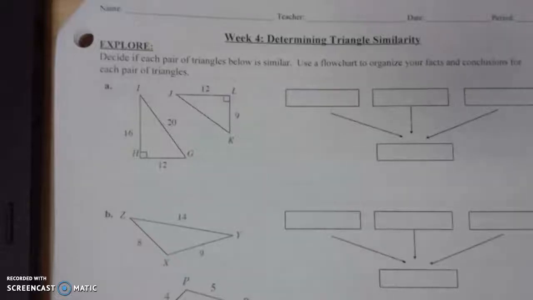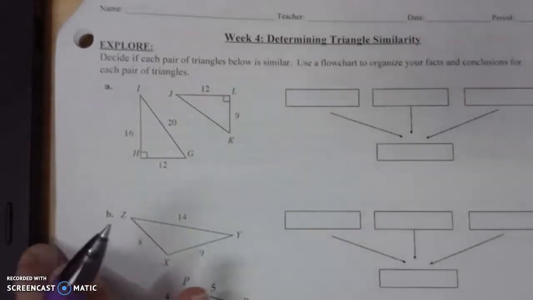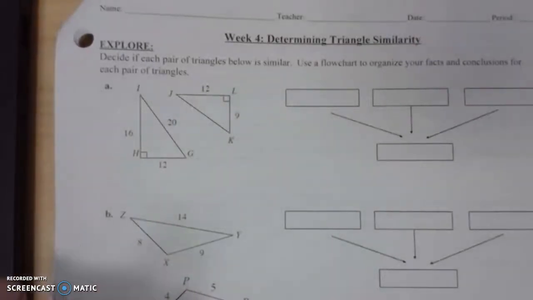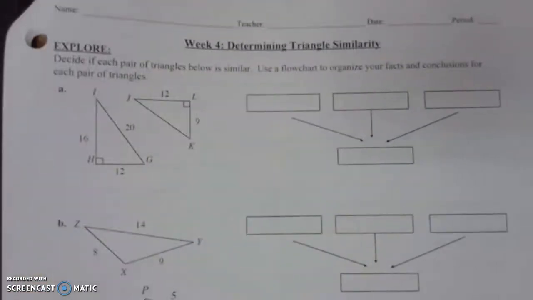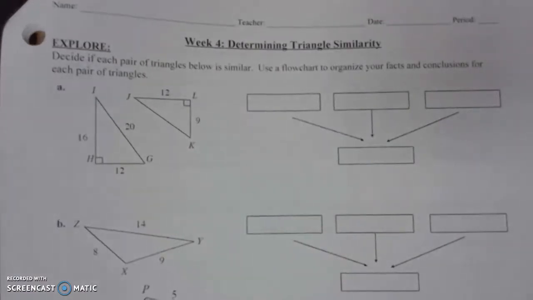This is our third video for week 4, still talking about triangle similarity. Now we're also going to be introducing something called flowcharts. And flowcharts is a way to organize your discussion or your proof or your reason why you're showing that two triangles are congruent.